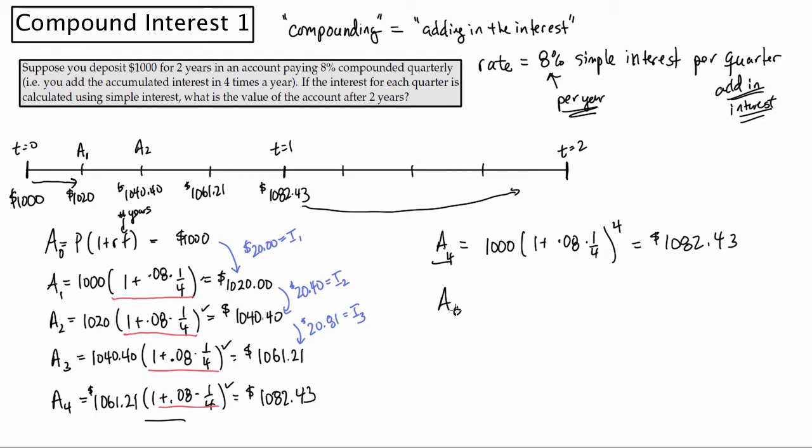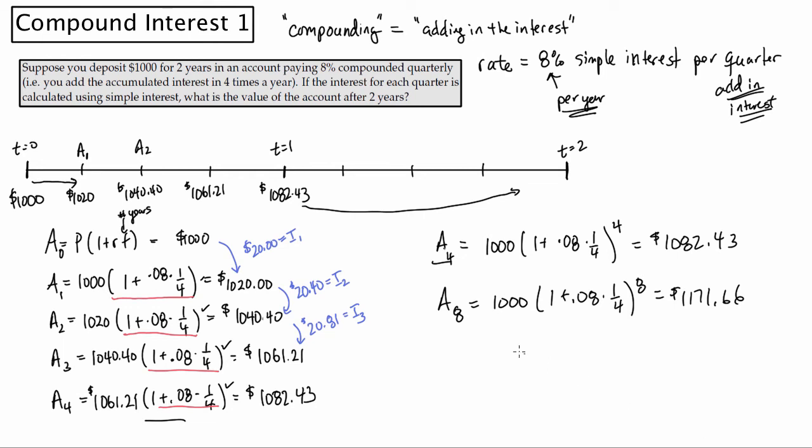This leads me to believe that I can find A8 by starting with 1,000 and applying that same rate 8 times because there are 8 quarters. And that is correct. I can do it that way. And if we were to do that, then what we would have here at the end of the next 4 years would be $1,171.66.